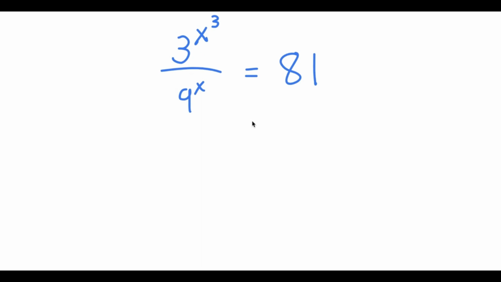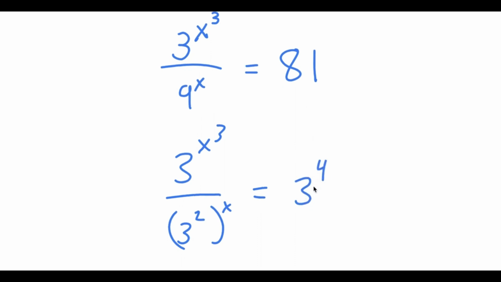Alright, so in this problem, I have 3 to the power of x to the power of 3 over 9 to the power of x is equal to 81. So I'm going to first rewrite 9 to the power of x as 3 squared to the power of x, and then rewrite 81 as 3 to the power of 4.